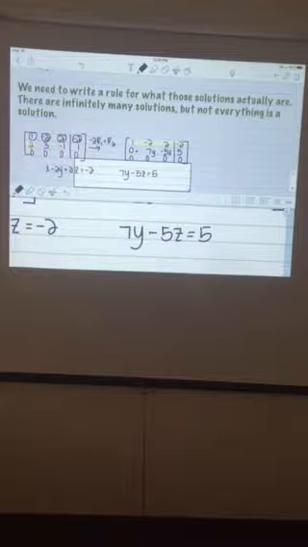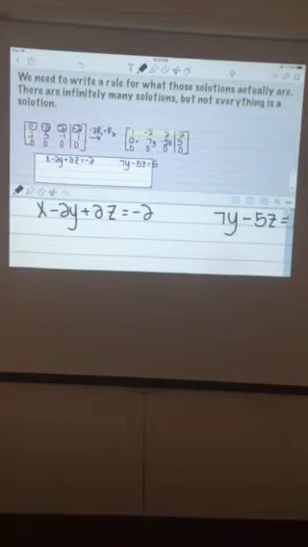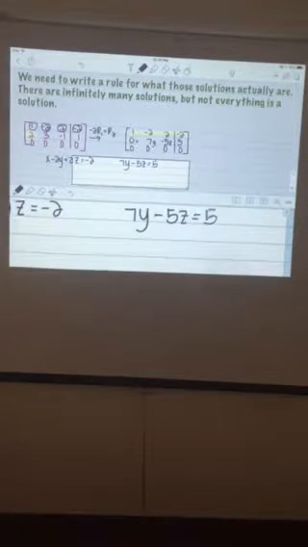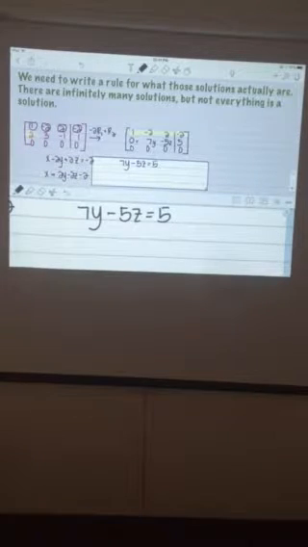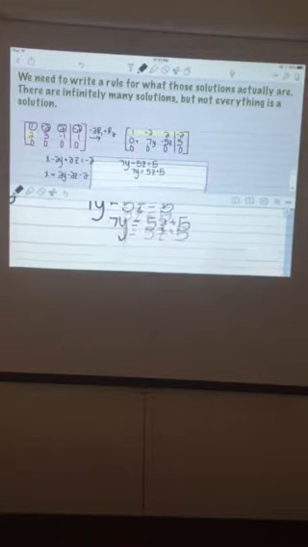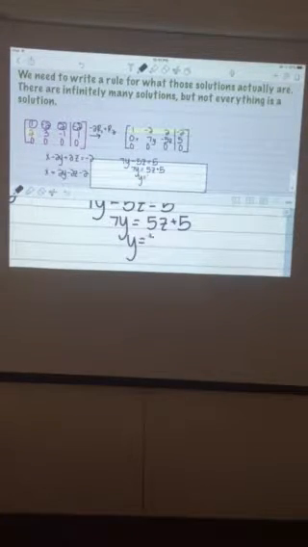You take these two equations and you solve one of them for x and one of them for y. So I'm going to solve this first one for x. I would get x is equal to 2y minus 2z minus 2. And over here I would get 7y equals 5z plus 5. Dividing by 7, I get y equals 5/7 z plus 5/7.